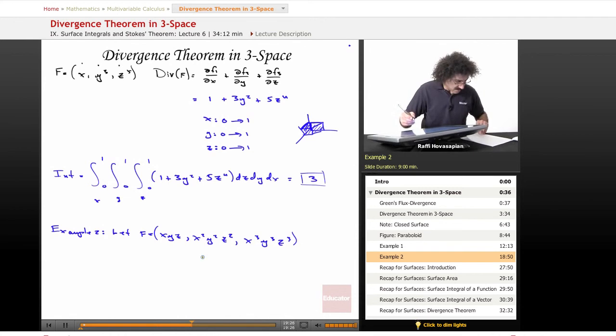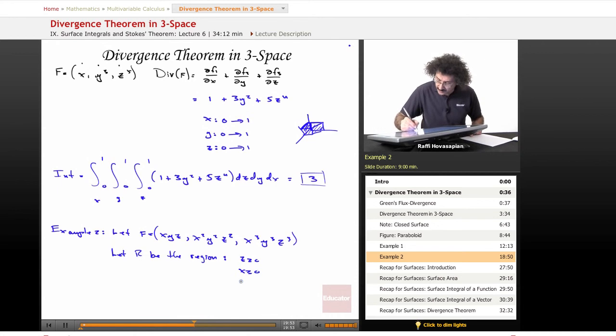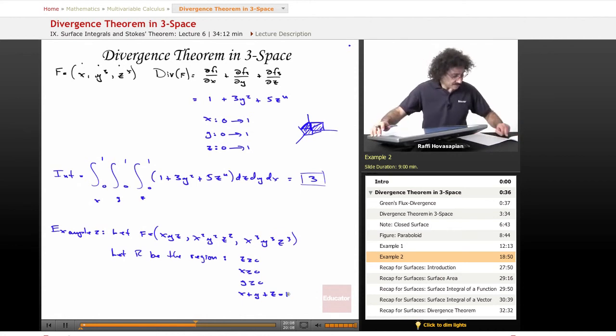Okay, let's see. And what surface do we want? Well, let R be the region. So this time the region is going to be defined by several equations in x, y, and z. Let R be the region where z is greater than or equal to 0, x is greater than or equal to 0, y is greater than or equal to 0, and x plus y plus z is equal to 1. So when you put all of that together, what you have is this following region.